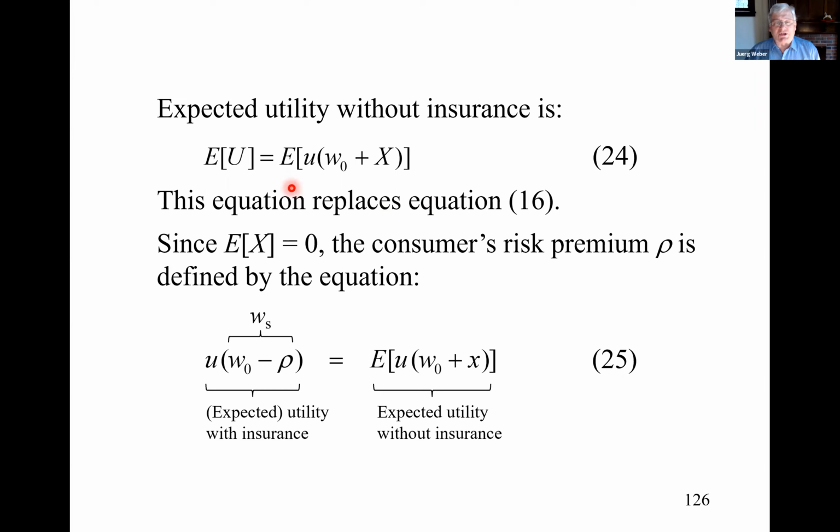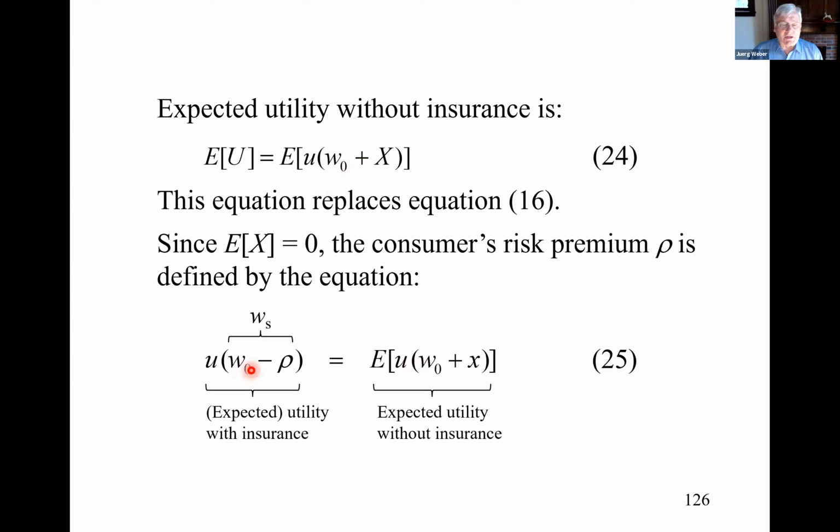So we just have here our wealth plus a random variable. We take the utility of it, and then we take the expectation. So that's the expected utility here. And we use this on the right side. So equation 25 now stands for equation 18. On the left side, we have the expected utility with insurance.